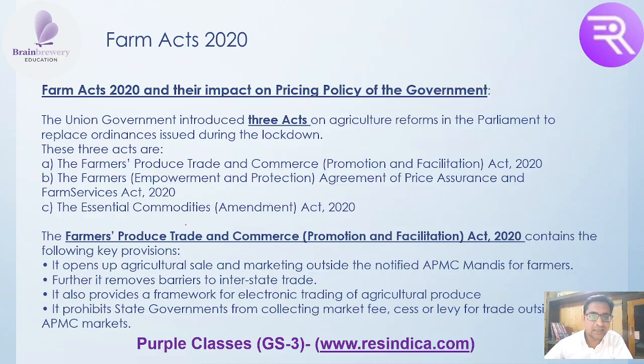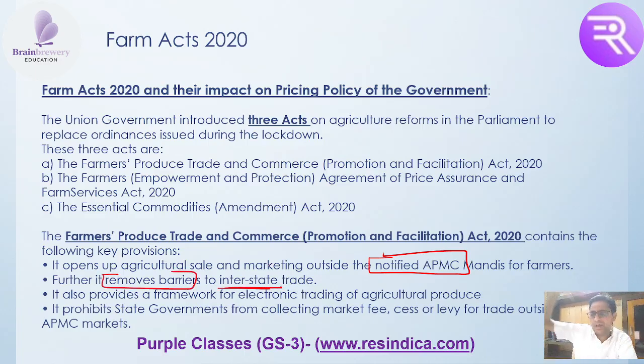So what is there in the Farmers' Produce Trade and Commerce Act? It opens up agriculture sale and marketing outside the notified APMC. That means you can sell outside wherever you want. It is not compulsory that you have to come and sell in the mandi. Okay, so that means removing the barrier, and it also removes the barrier for interstate trade. Now you can sell your product anywhere throughout the country. That means you have an integrated market of the whole country.